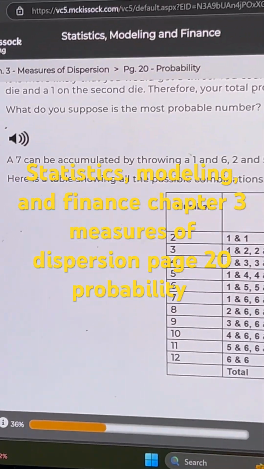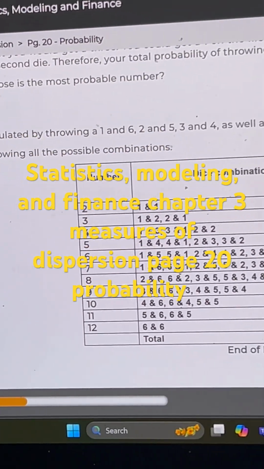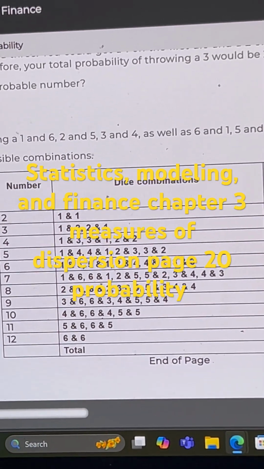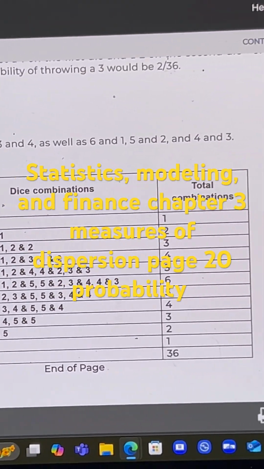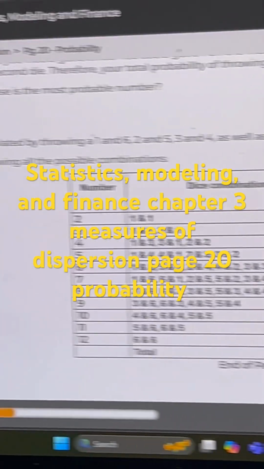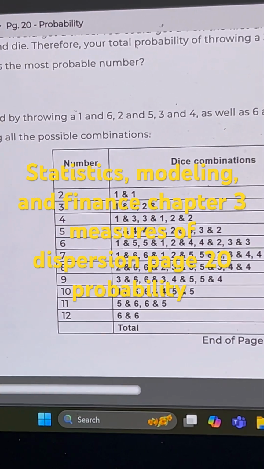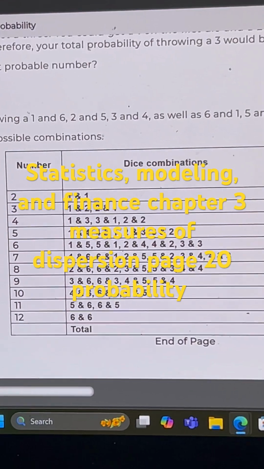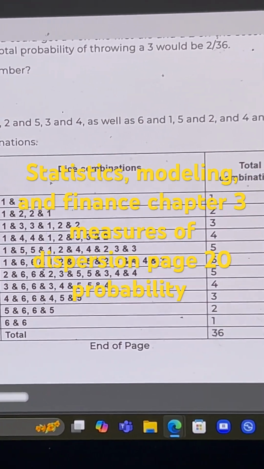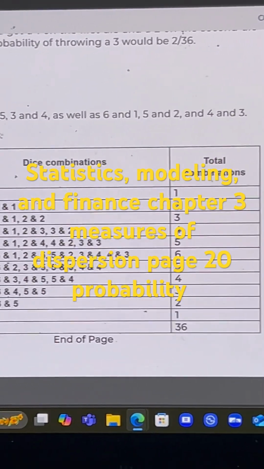A 7 can be accumulated by throwing a 1 and a 6, 2 and a 5, 3 and a 4, as well as a 6 and a 1, 5 and a 2, and a 4 and a 3. Here is a table showing all the possible combinations. It shows the numbers, the dice combinations, and the total combinations. End of page.